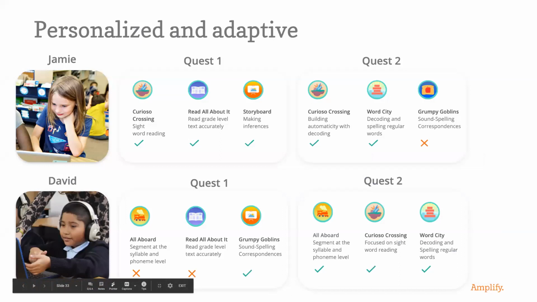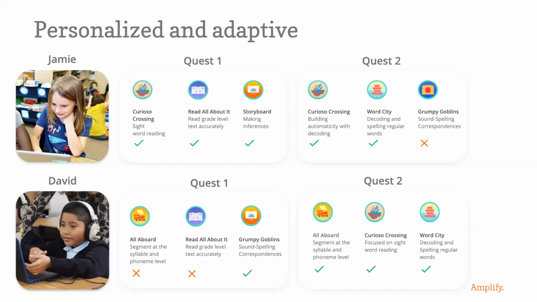Okay, so one of the main things that I wanted to highlight with Amplify Reading is that it is personalized and adaptive. And so to do that, I have these two fictional students here, Jamie and David, who are both second graders. So Jamie, her DIBELS 8 scores are coming up, putting her below benchmark, and David's are putting him well below benchmark. And so the content served to each of these students within Amplify Reading is driven by a learning map and an adaptive algorithm.